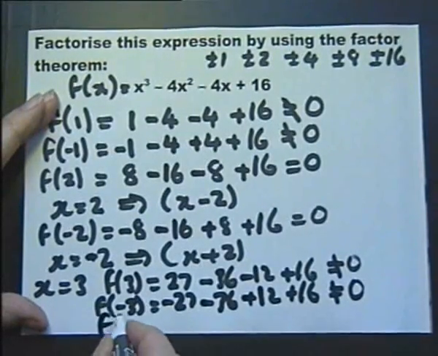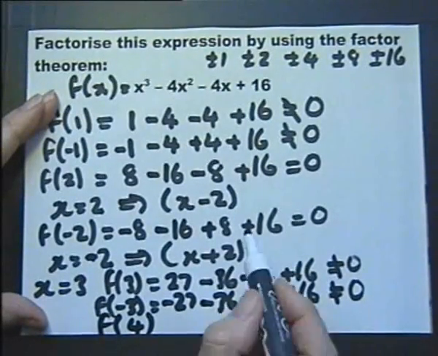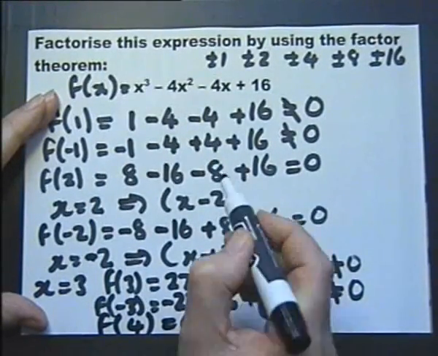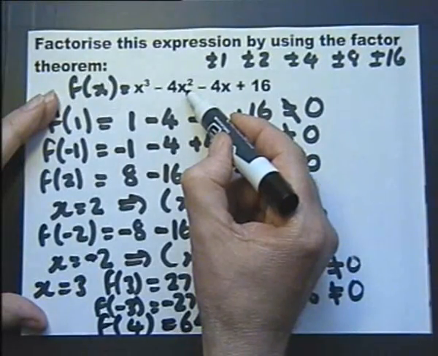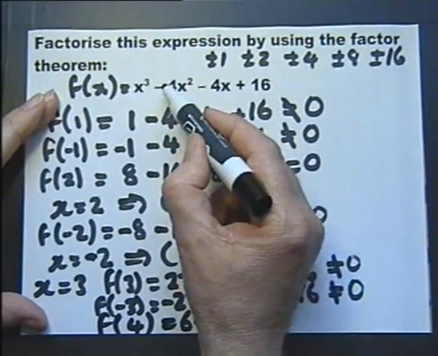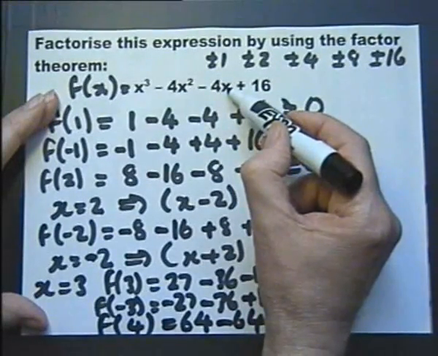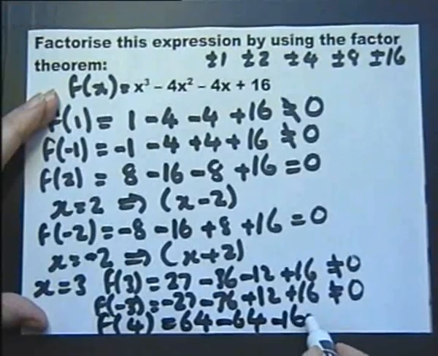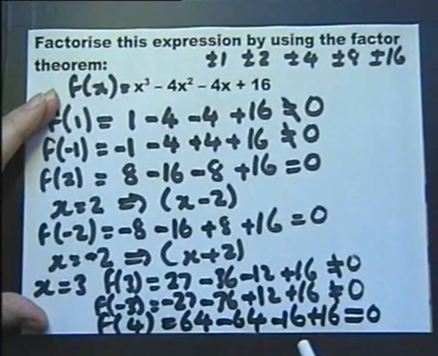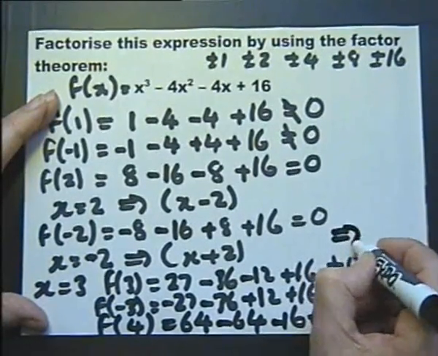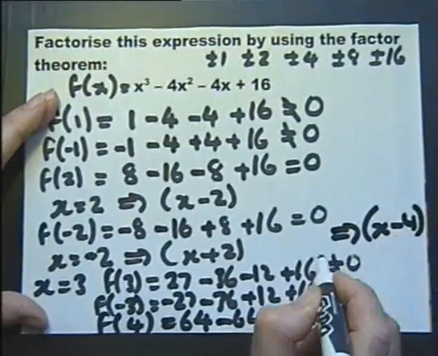Now let's try putting in 4. 4 cubed is 64. 4 squared multiplied by 4 is 16 times 4, which is 64, minus 64. Minus 4 times 4 is minus 16, minus 16 plus 16, that does equal 0. So in other words, when x equals 4, this comes to 0, which implies that x minus 4 is a factor.